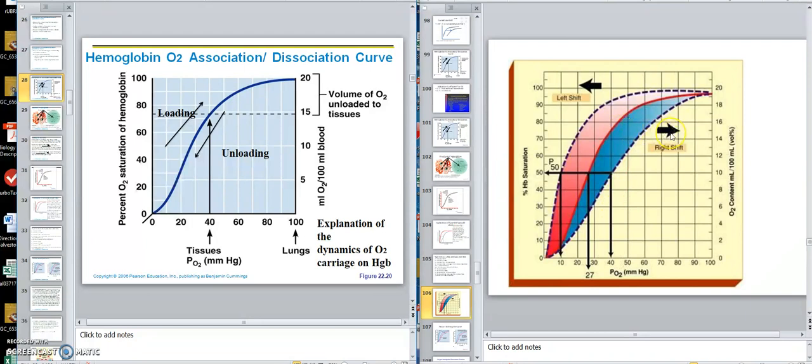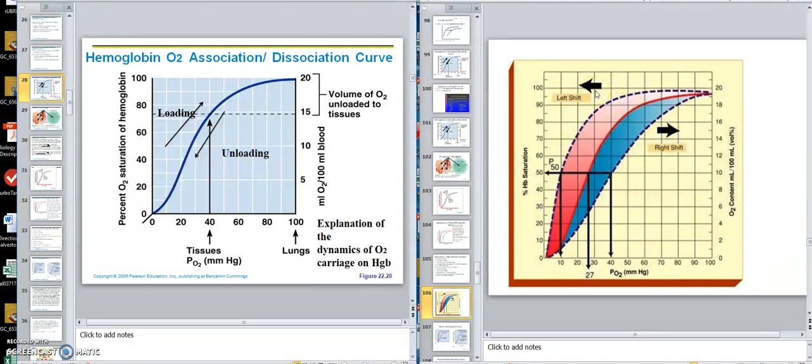But in this case, if the curve shifts this way, it's saying even at a 40. So a right shift of the curve means the affinity of hemoglobin for O2 is less. Now, that means then that a left shift means it's more affinity, because look what it's saying. You got to get down to a 10 before I'm willing to let 2 go. So a left shift increases the hold of hemoglobin on O2, and a right shift decreases it.